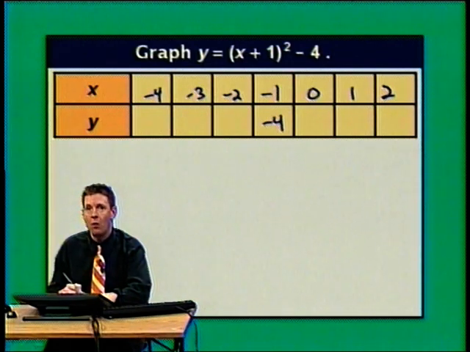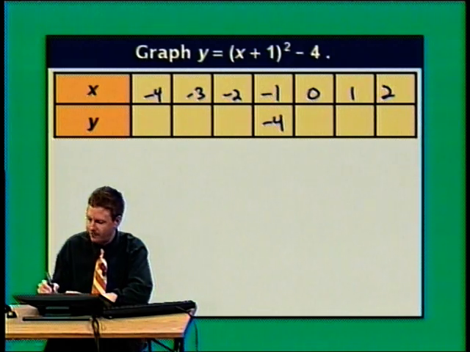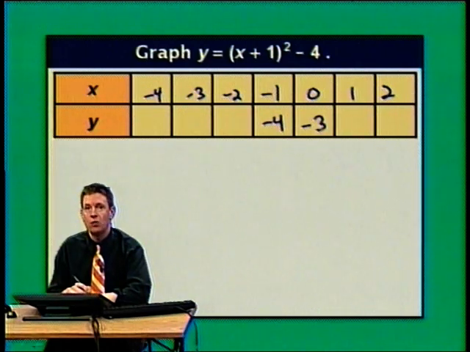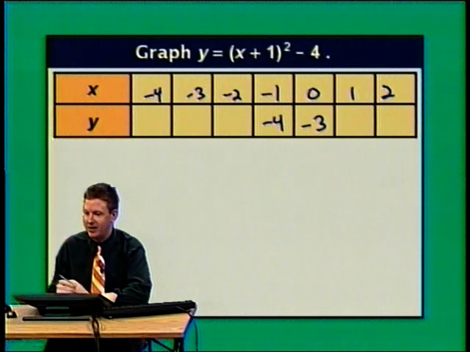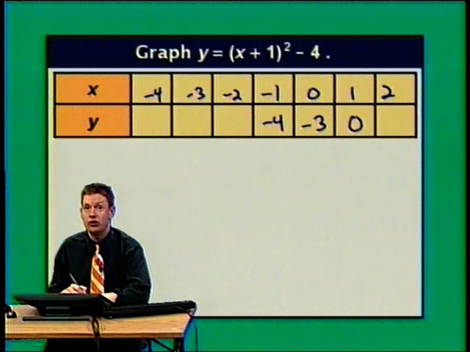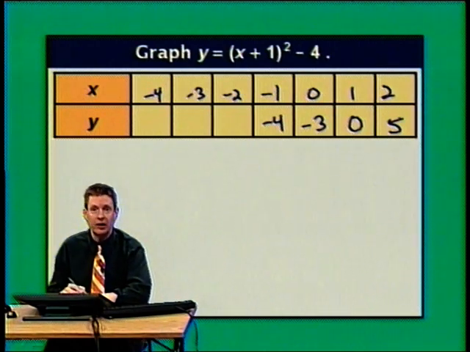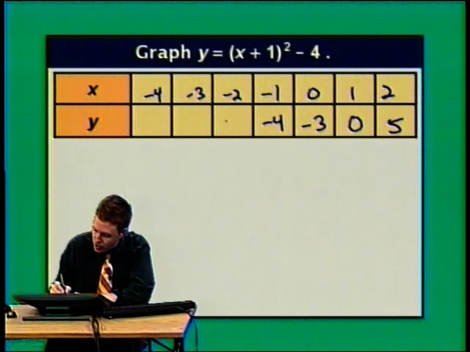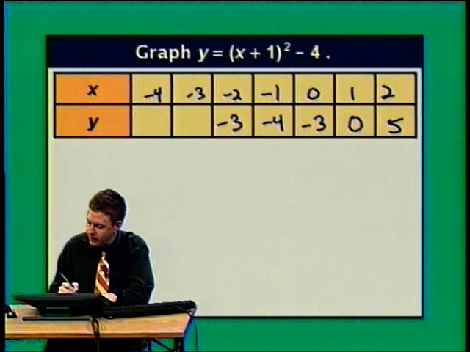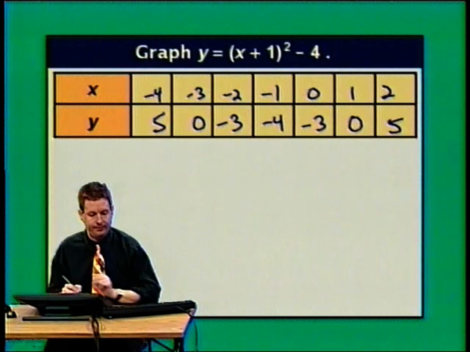When x is 0, y is 0 plus 1 quantity squared minus 4. That's 1 squared minus 4. 1 minus 4 is -3. When x is 1, y is 1 plus 1 quantity squared minus 4. 2 squared minus 4 is 4 minus 4, which is 0. When x is 2, 2 plus 1 is 3. 3 squared minus 4 is 5. I don't need to do any computations to the left. I know that x equals -1 is my axis of symmetry, so at -2, y is -3, at -3, y is 0, and at -4, y is 5.